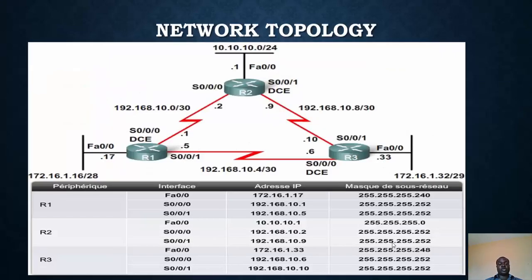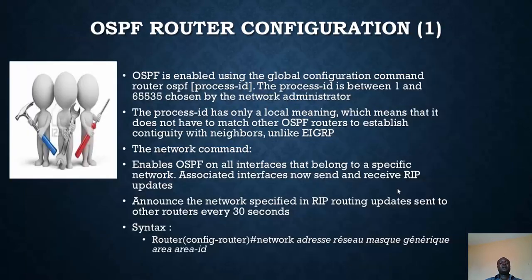Right now, this is the topology that represents all that we are saying. This is one example of topology to show what we are saying here. We have the periphery, router 1, router 2, router 3, the interfaces here with the FastEthernet and serial, the different IP addresses, and the subnets and subnet masks.